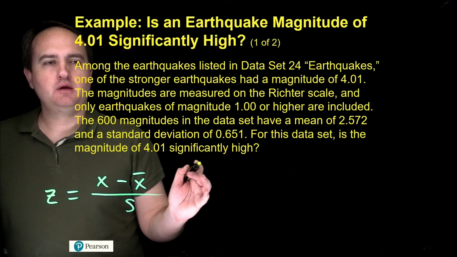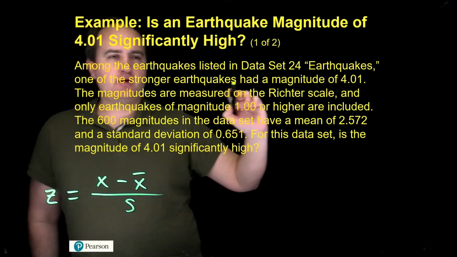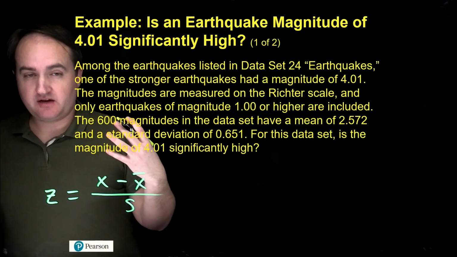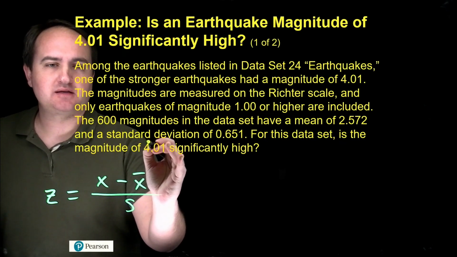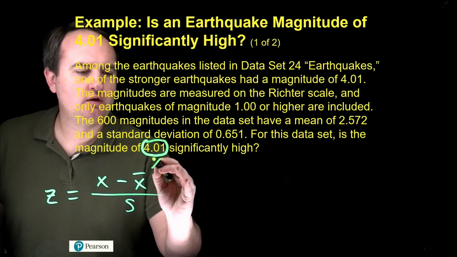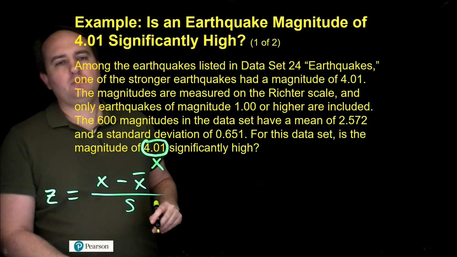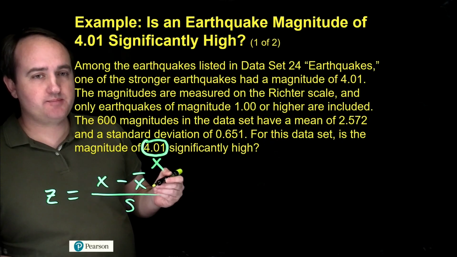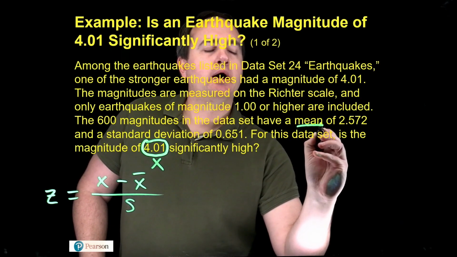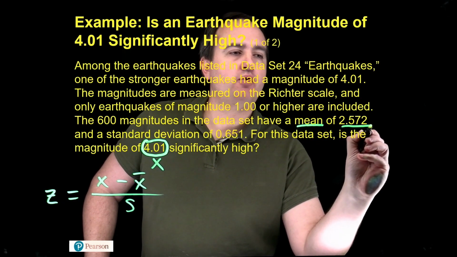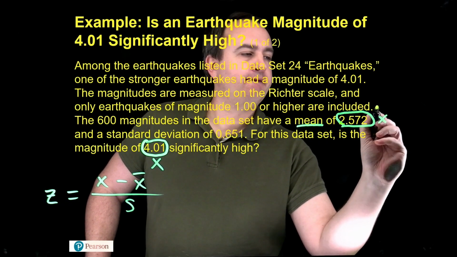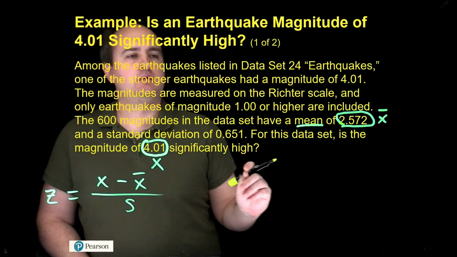Which one is x? Well, they're asking us about an earthquake of magnitude 4.01. So that's going to be the data value x. That's what they're asking about. So x here is going to be 4.01. And then remember that x bar is the mean. So here the mean is 2.572. So 2.572 is x bar.